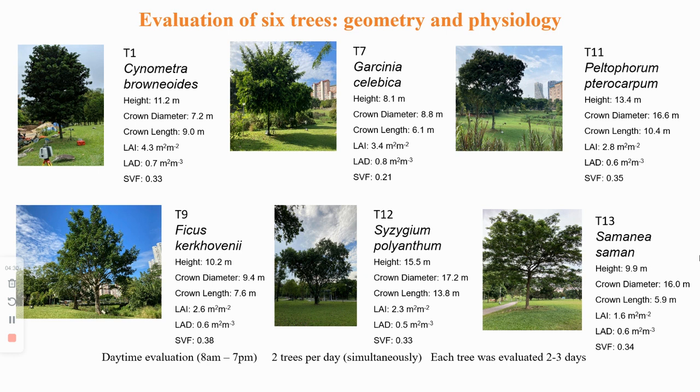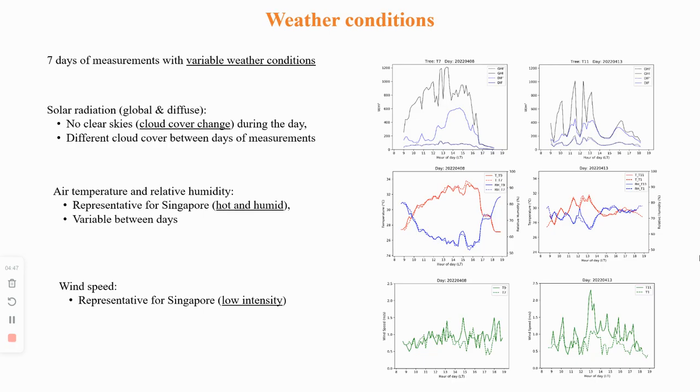We had 6 species which were used in this park, and you can see the data that came from the measurements. These were done in daytime hours, and we did 2 trees per day. Each tree was evaluated 2 to 3 times. The weather conditions varied over the week, and therefore the measurements for any given tree varied as well. No day was completely clear, so here's one of them.